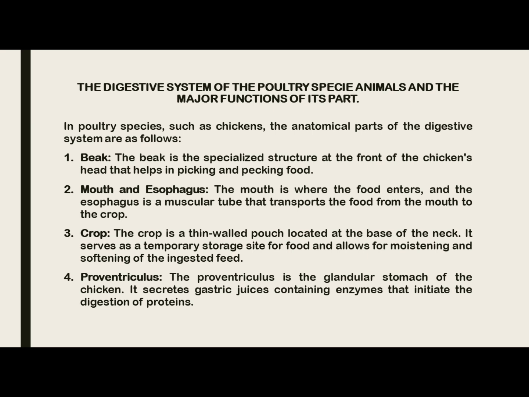The crop is a thin-walled sac located at the base of the neck. It serves as a temporary storage site for food and allows for moistening and softening of the ingested feed. Ventriculus. The ventriculus is the glandular stomach of the chicken. It secretes gastric juices containing enzymes that initiate the digestion of proteins.